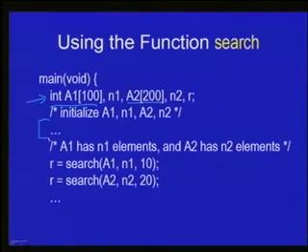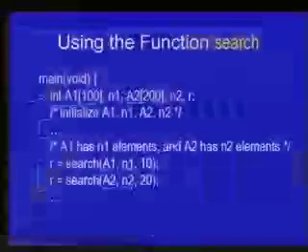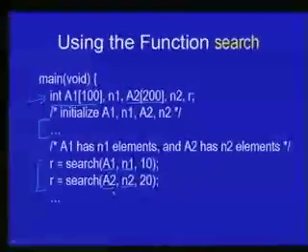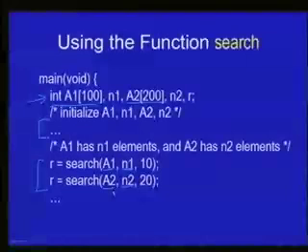So let's assume that A1 has N1 elements and A2 has N2 elements, and we could use the same function search to search for some value in both of these arrays. The fact that the sizes of these two arrays are different does not really matter, because the actual number of elements in the array is being passed as an argument, and when the array itself is passed, what is being passed really is only the starting address.